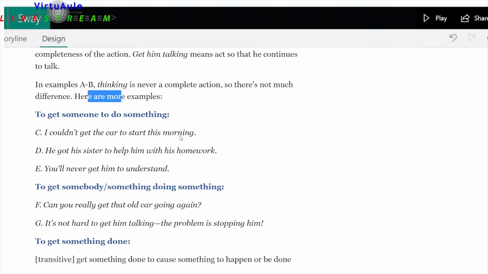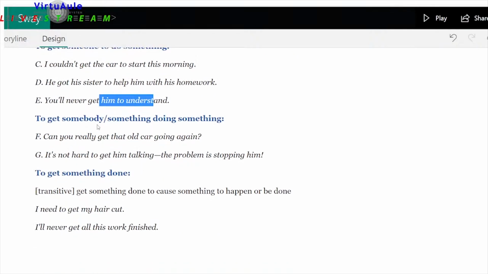Here are some more examples. To get someone to do something: C, I couldn't get the car to start this morning. D, he got his sister to help him with his homework. And E, you'll never get him to understand. So getting the car to start, to get it into that state; get his sister to help, to get him into that condition; to understand. To get somebody or something doing something: can you really get that old car going again?